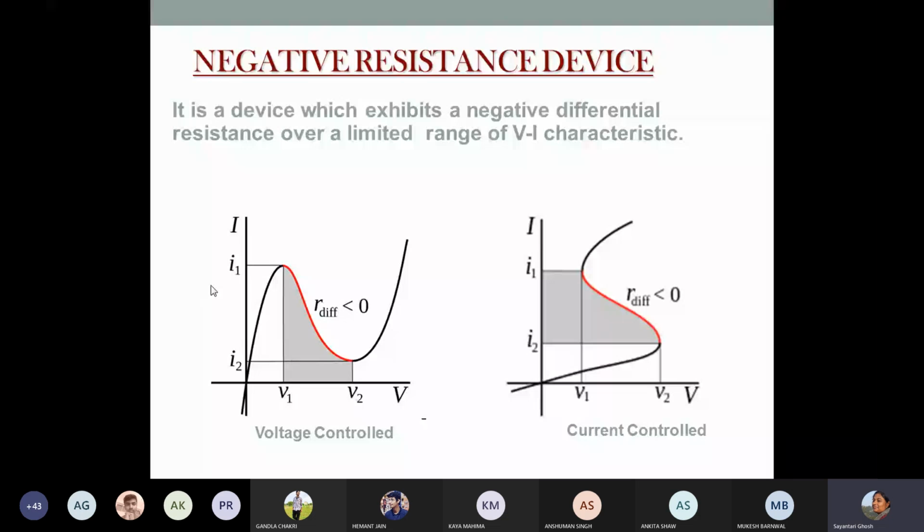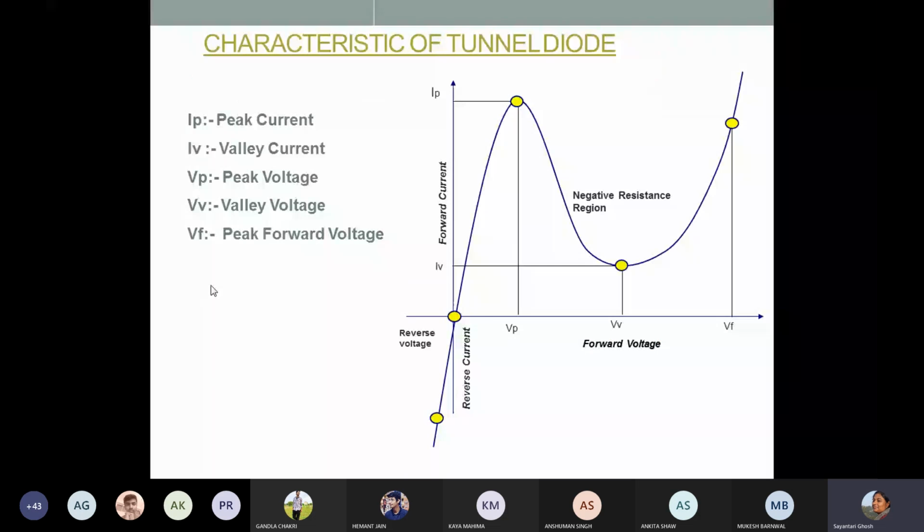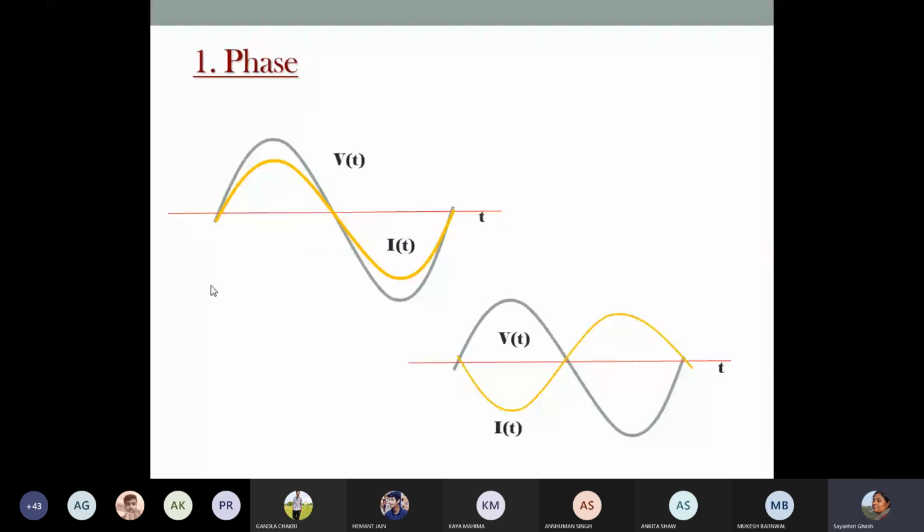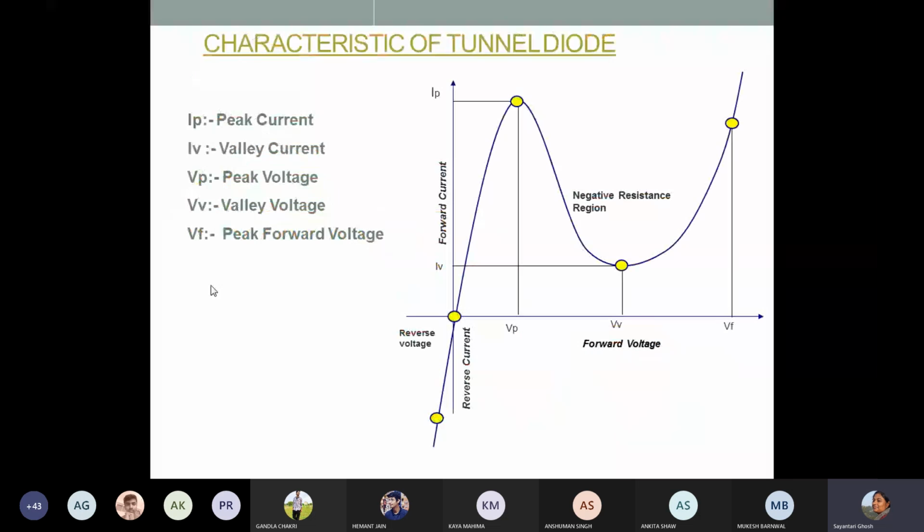We talked about the tunnel diode, and we saw that this kind of characteristic curve is expected for tunnel diodes. Today we will see how that behavior is reflected in a different device with a completely different working principle. Before that, let me quickly review what I discussed in the video that I shared with you previously.